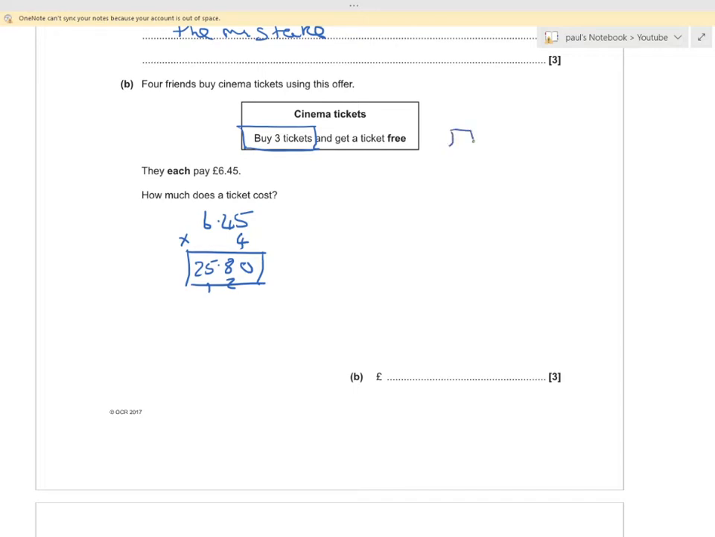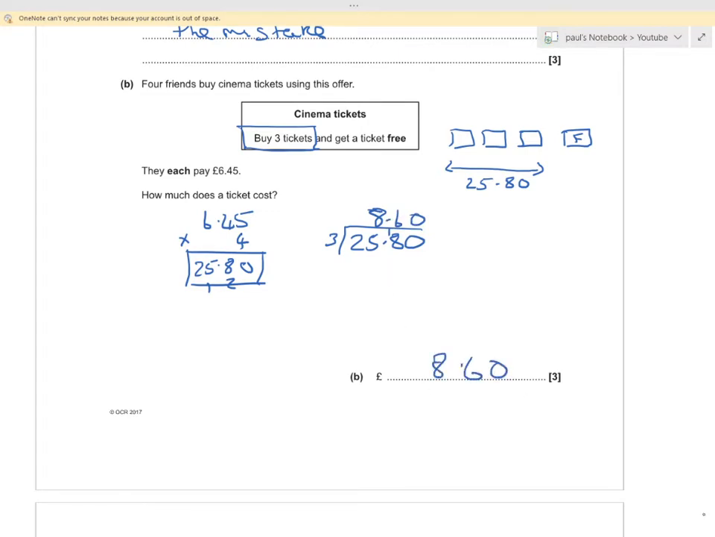Let's have a look. So they got buy, and a free one, yeah? So all four of them pay $25.80 because they only buy. So if we divide that by a third, so by 3 rather. So if I divide that by 3, 3 sevens are 23, 8s are 24, and 1 over is 3 sixths, so it's £8.60 each. £8.60 each.